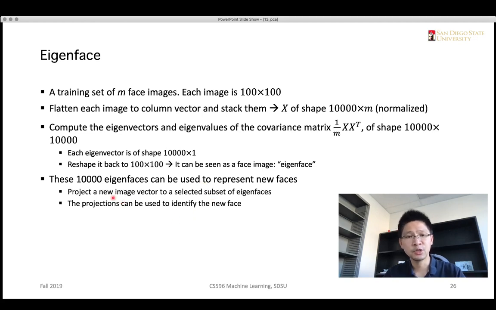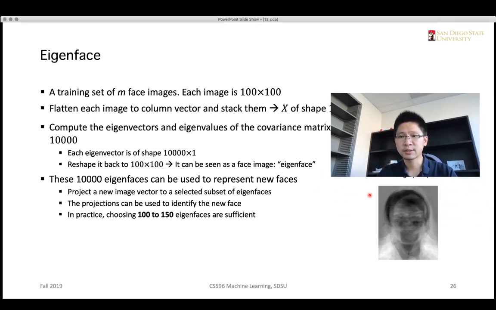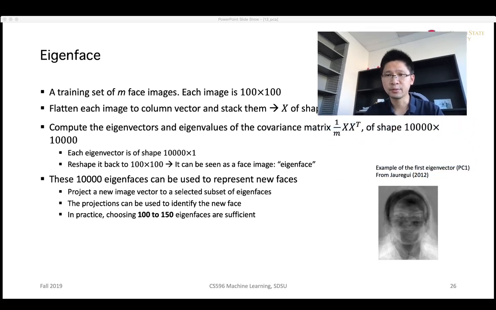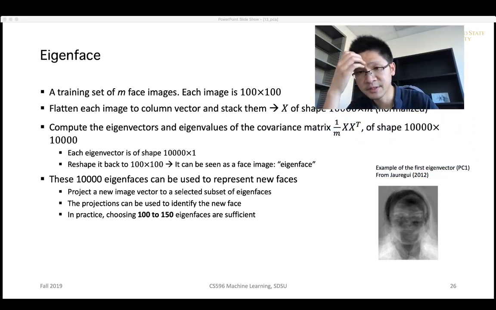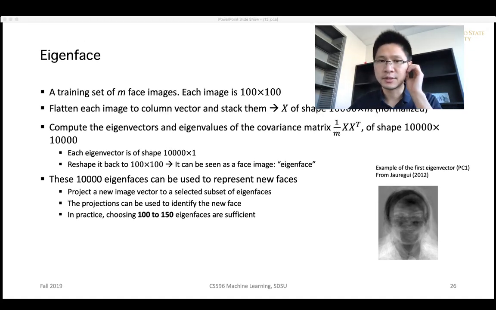We can project a new image vector onto a selected subset of the eigenfaces, and the projection can be used to identify whether it's a new face. So in practice, we can choose 100 to 115 eigenfaces, and if we visualize them, it looks like this. So this is the first principal component, which means the first eigenvector, the first eigenface. You cannot see a very significant pattern on this image, but this eigenface captures a large part of the total variance in the image data.